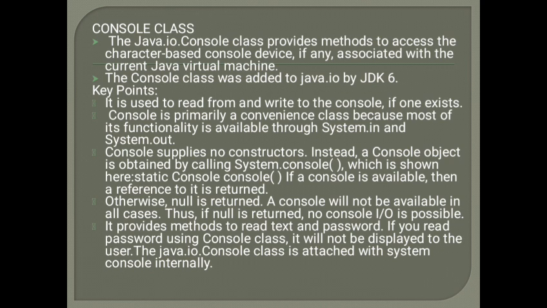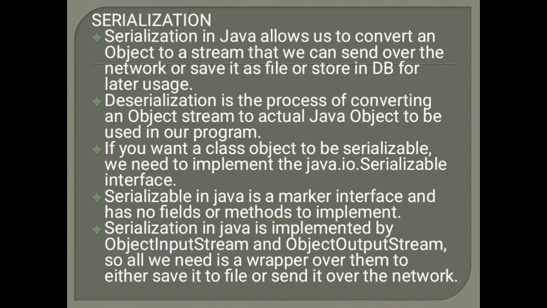Next, serialization. Serialization in Java allows us to convert an object to a string that we can send over the network or save in a file or store in a database for later usage. Deserialization is the process of converting an object string to the actual object to be used in a program. If we want a class object to be serializable, we need to implement the java.io.Serializable interface.